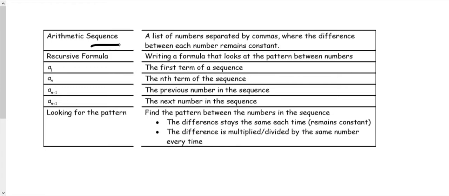Now, the recursive formula is the formula that we use that basically translates the pattern. What is that difference between each of the numbers? And these guys over here are all the different ways to look at a term of a sequence. So A1 is the first term, and then any number after that would be AN, where N is the number of the sequence. So if you were looking for the third number in the sequence, N would be a 3. If you were looking for the 100th term in the sequence, N would be 100.